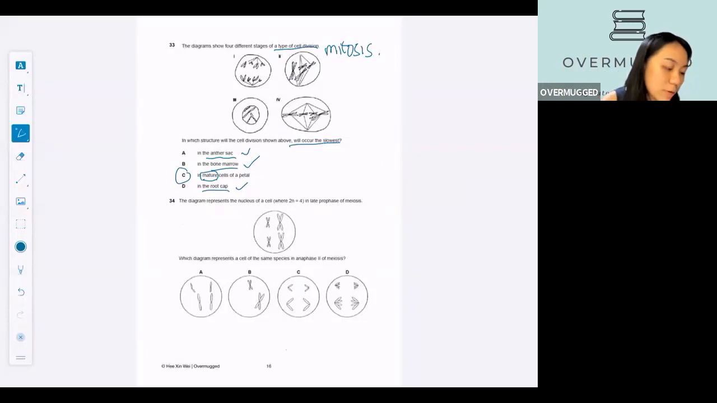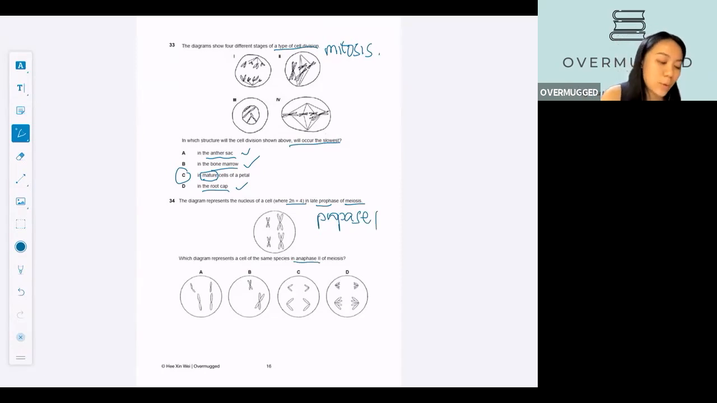So 34, the diagram represents the nucleus of a cell in the late prophase of meiosis. And they never mentioned which prophase, right? But you can tell because they say that 2N equals 4, which means that there are 4 chromosomes in a normal cell. So this is prophase 1 because there are 4 chromosomes. And then what happened at anaphase 2? So it means it's towards the end already, right?